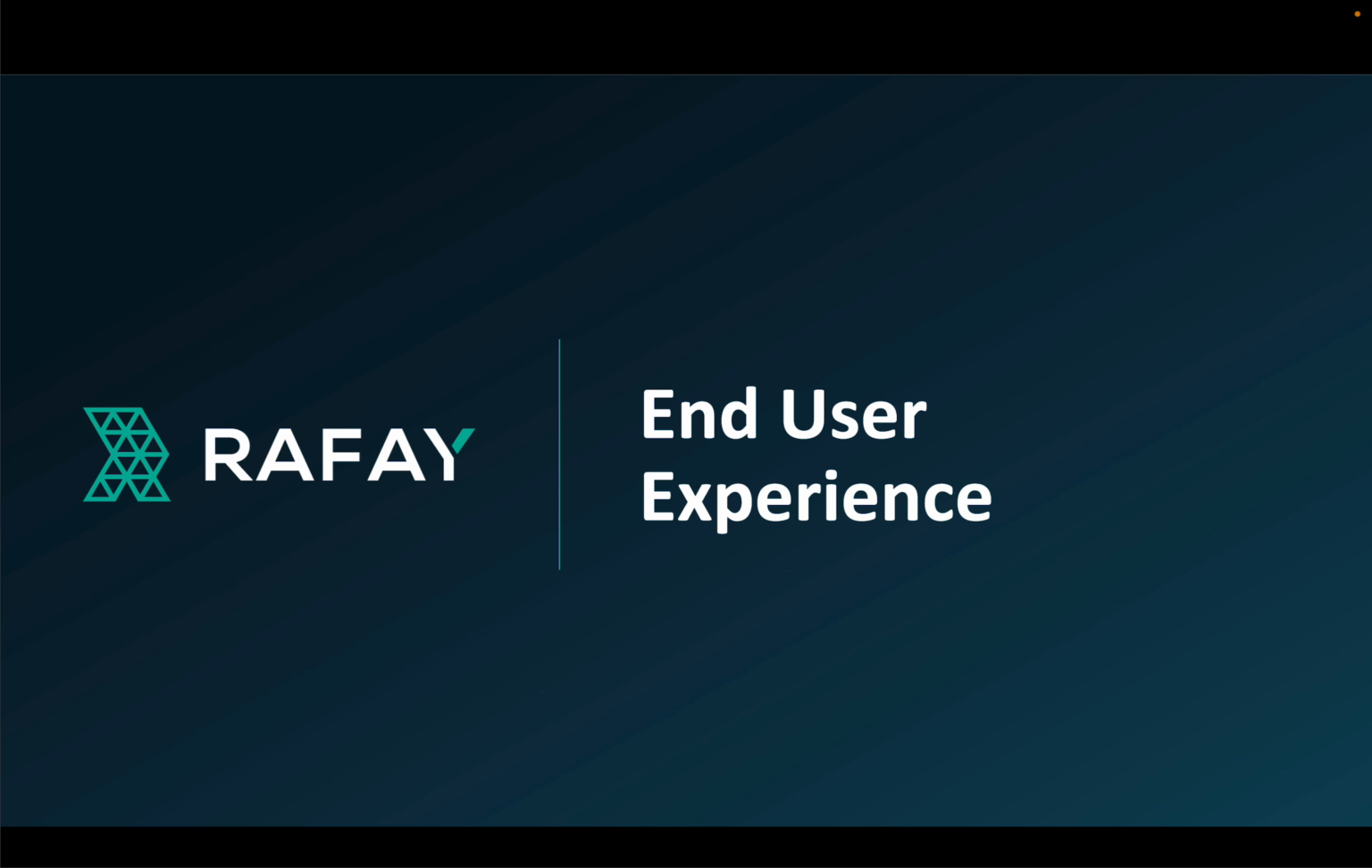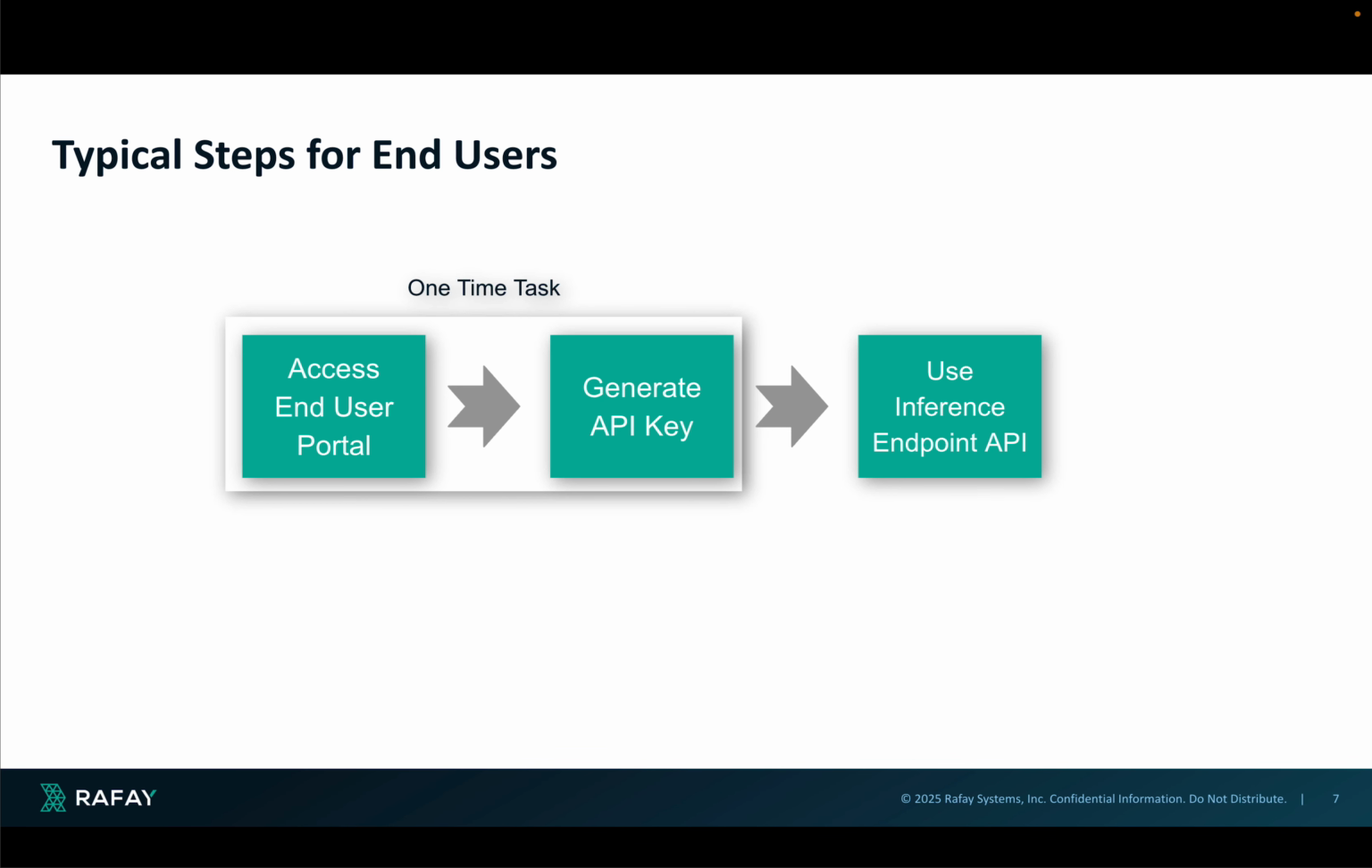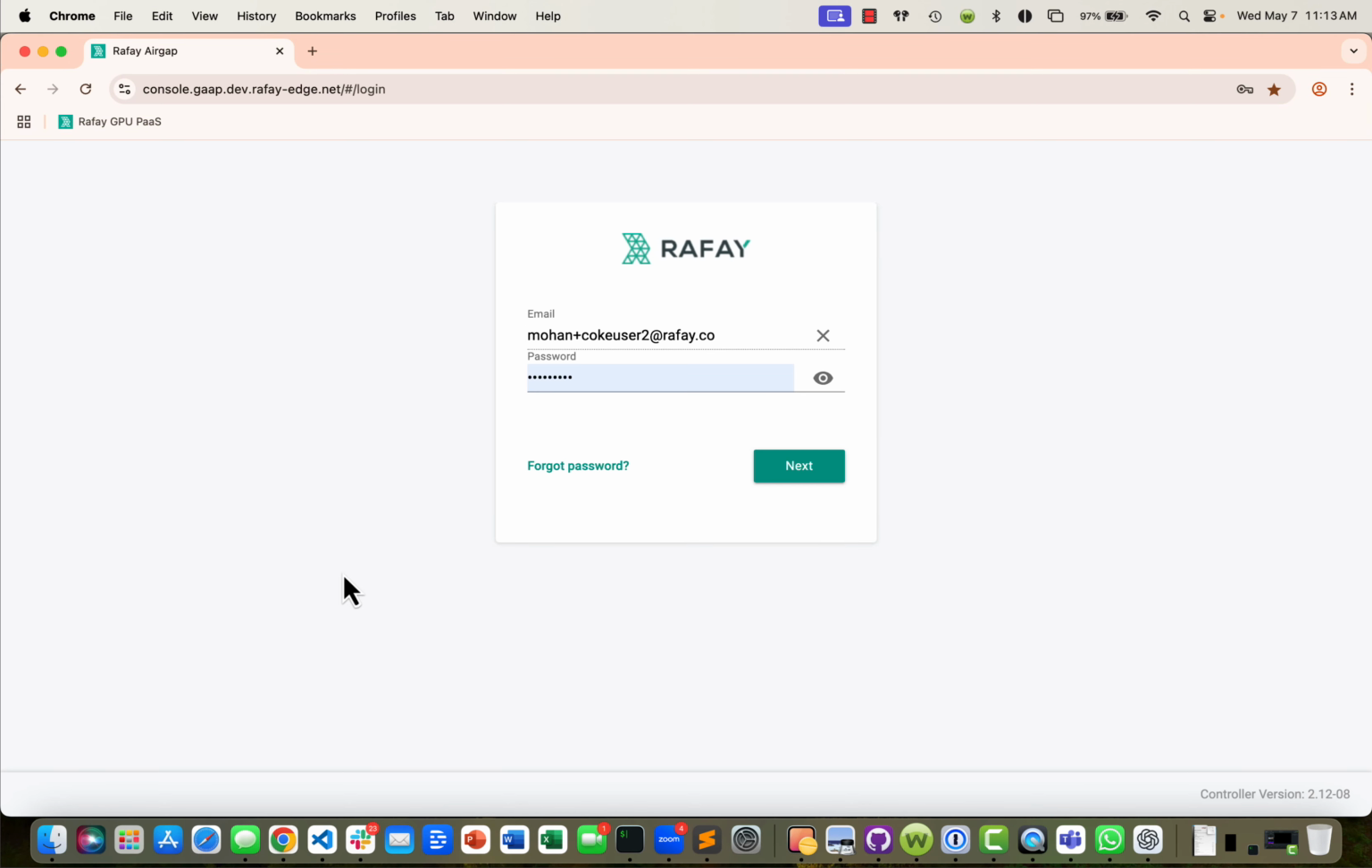The end user, what do they have to do? There are essentially only three simple steps for end users. They log in, they generate an API key for authenticated access, and they use the inference endpoint programmatically. That's it. Now let's look at a demonstration of this. Now let's log in as an end user.